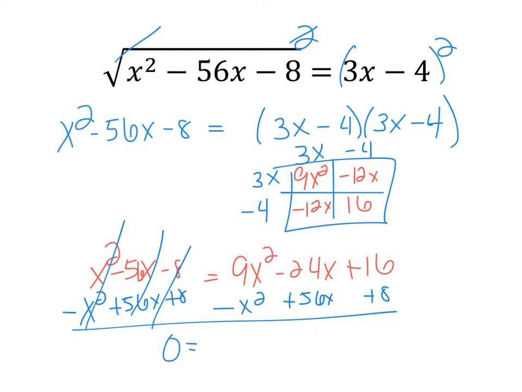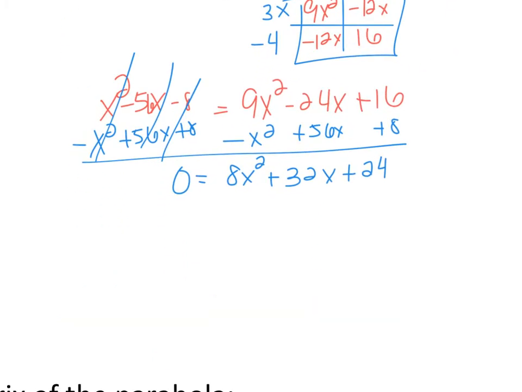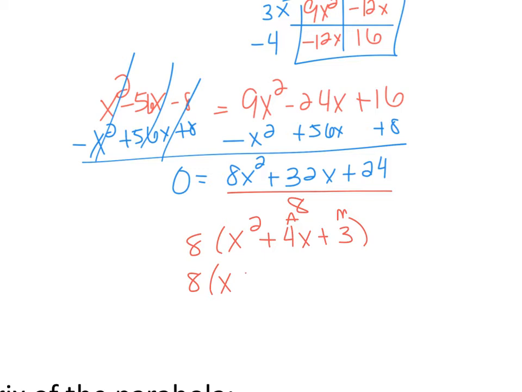Cancel. 0 equals 8x squared plus 32x plus 24. Now, if you notice, you can actually take a GCF out of 8, which will make your life much easier. And you'll be left with x squared plus 4x plus 3. Try AM. You're going to bring this down, x plus 3. Factors of 3 that add to 4 are 3 and 1. And you solve for x. x equals negative 3. x equals negative 1.